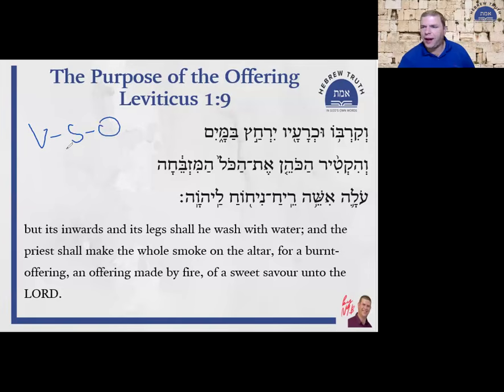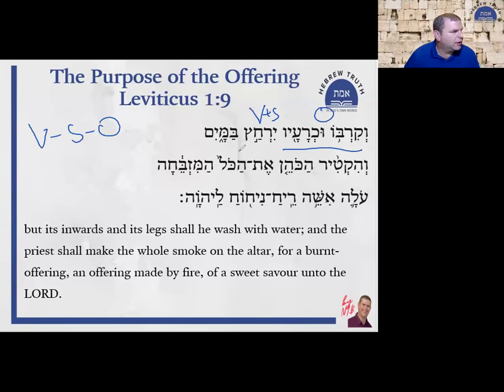What do we have here? Here we have the object first. וקרבו וכרעיו ירחץ במים. Okay? Why do we have the object first? Why do we have this inverted word order?